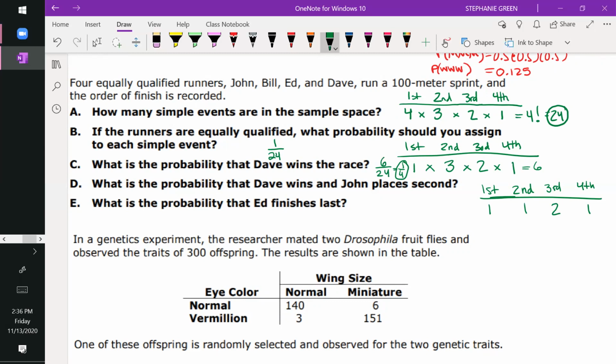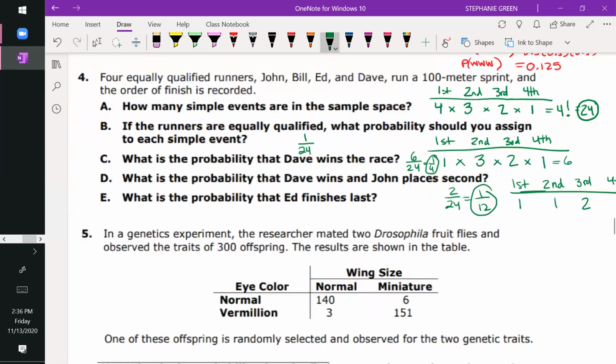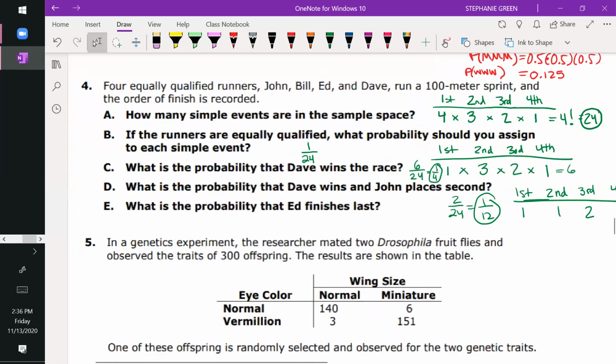Twice. We can even write this one down because it's fairly small. Dave, John, Ed, Bill, or Dave, John, Bill, Ed. There's only two ways it can happen. So that's 2 ways that they could place out of 24 total ways they could place. So 2 out of 24, or 1 out of 12 if we simplify that. And last one, what is the probability that Ed finishes last?